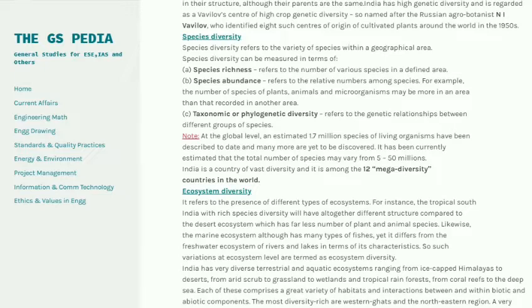Note: at the global level, an estimated 1.7 million species of living organisms have been described to date and many more are yet to be discovered. It has been estimated that the total number of species may vary from 5 to 50 million. India is a country of vast diversity, and it is among the 12 megadiversity countries in the world.